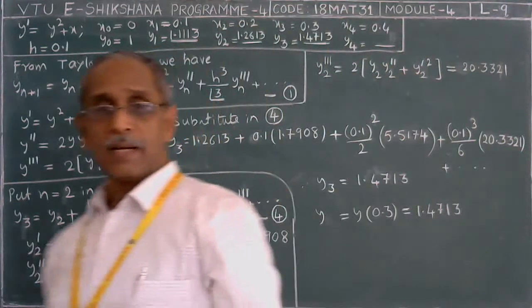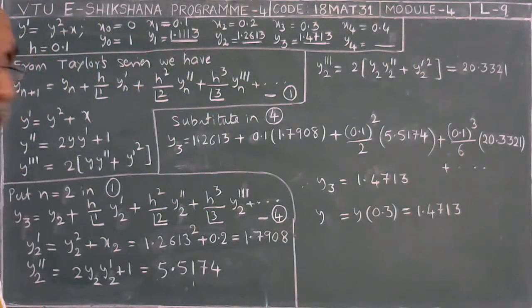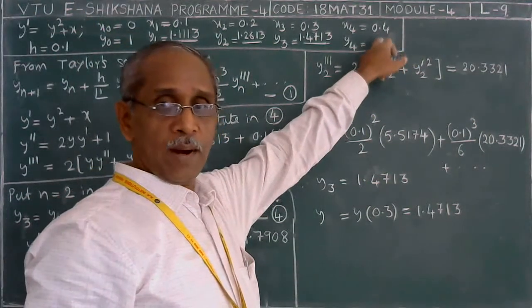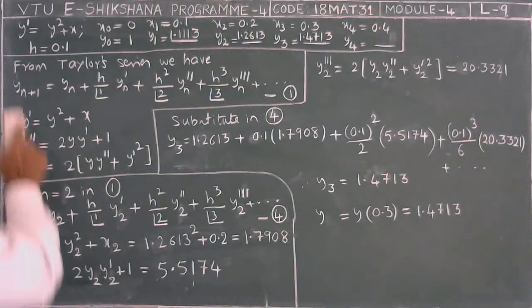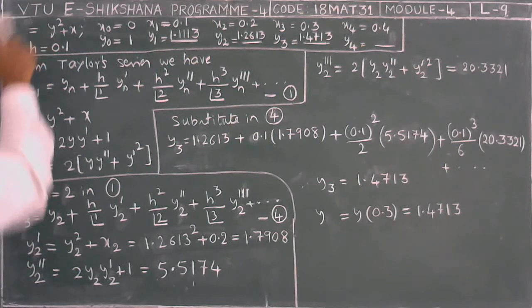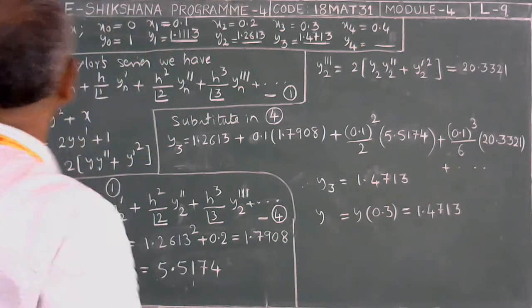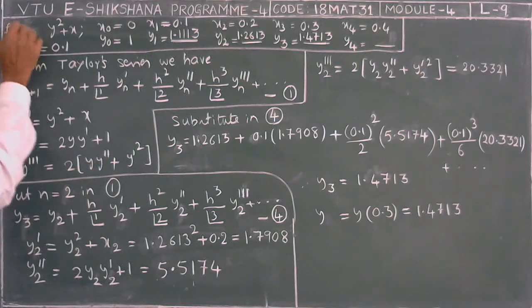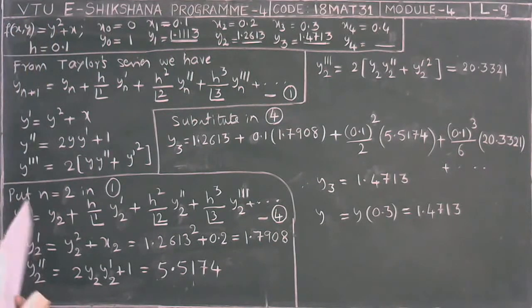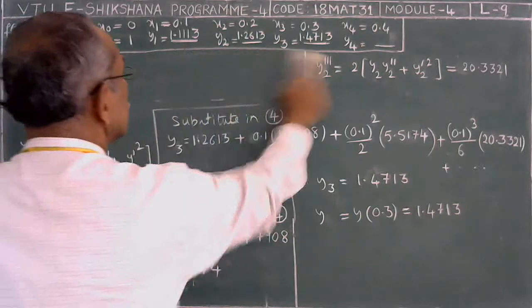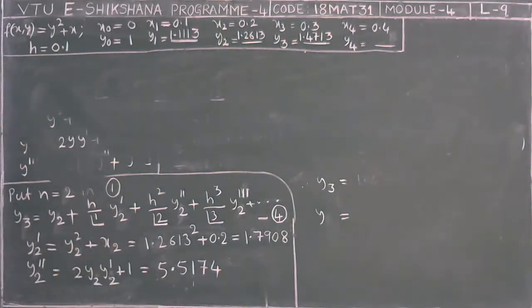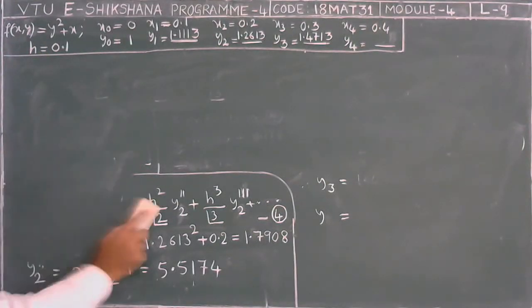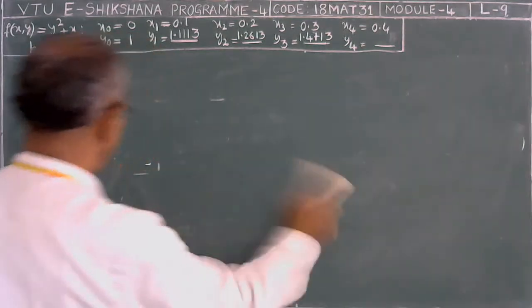Adams-Bashforth predictor-corrector formula. The value of y at x equal to 0.4. Okay, so I have listed all the values here. Now I will redefine y dash. y dash is equal to f of x comma y, where f of x comma y is equal to y square plus x. Now I have all the data required for the Adams-Bashforth predictor-corrector method.